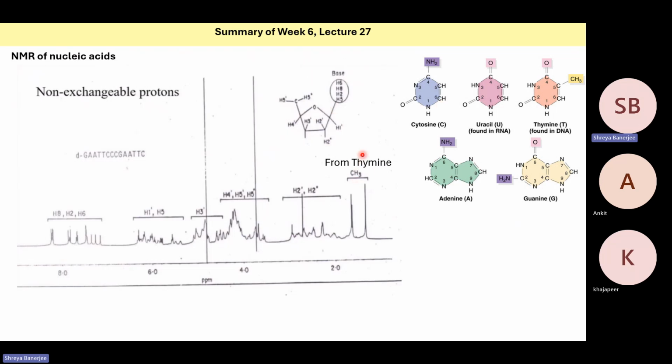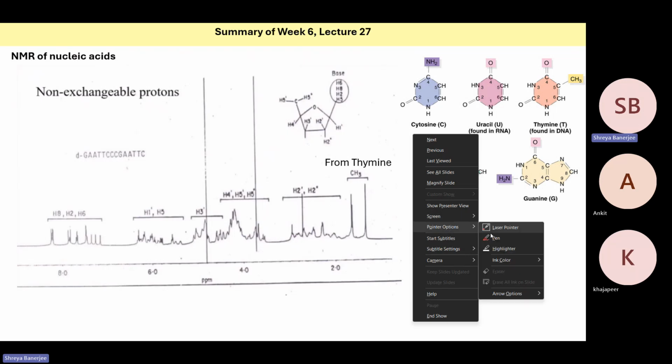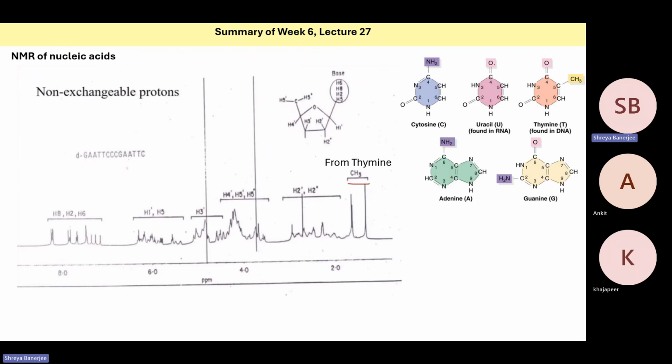So one very distinct thing is the CH3 hydrogens from thymine. Thymine is the only nitrogenous base with a CH3 group, and it appears at a very distinct chemical shift that is less than 2 ppm. In this sequence that is shown here, you have 2 and 3, 4 thymine. So if you integrate these CH3 peaks, they will come to 4 CH3 groups. So 4 into 3, 12 hydrogens.